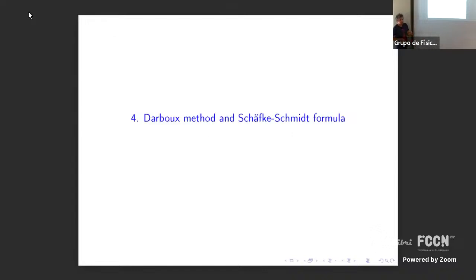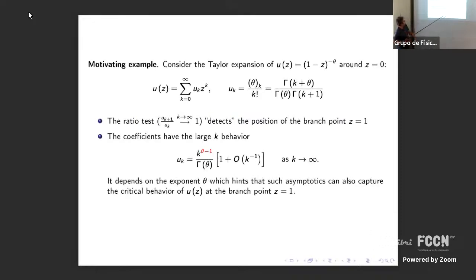So now the question is, how can we check this? Or how can we compute the connection matrix without using CFT? Okay, so maybe I will be quick about this because I have presented this method a couple of times already. This method, based on the so-called Schafke-Schmidt formula, is based on a very old idea that you can actually detect the singularities of a function by looking at the asymptotics of its Taylor coefficients, basically.